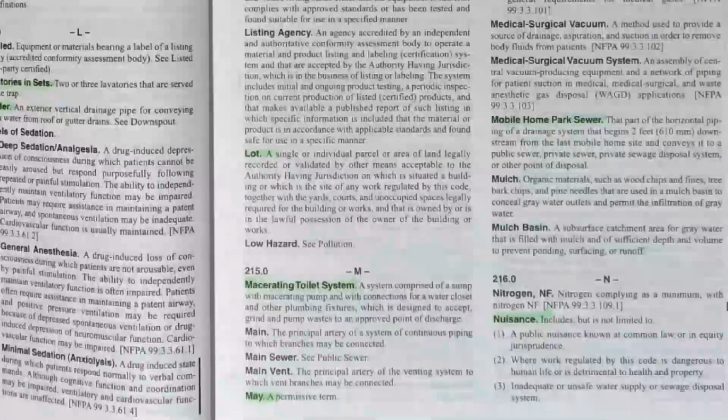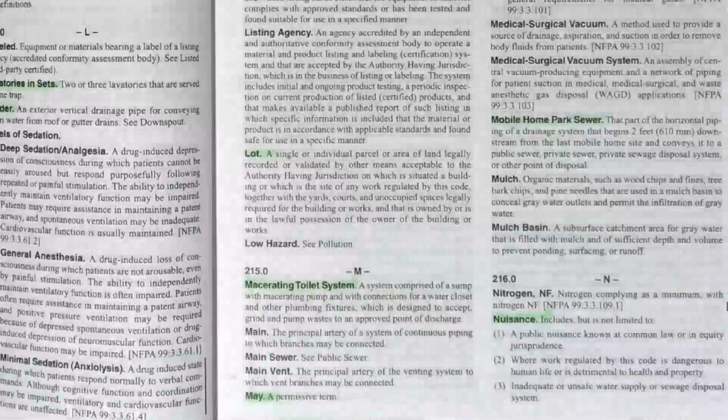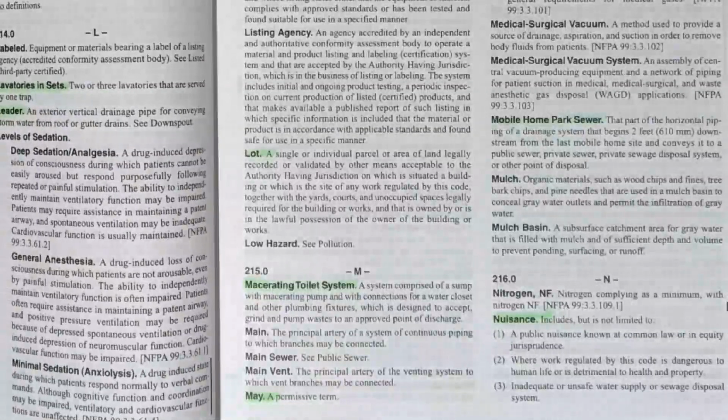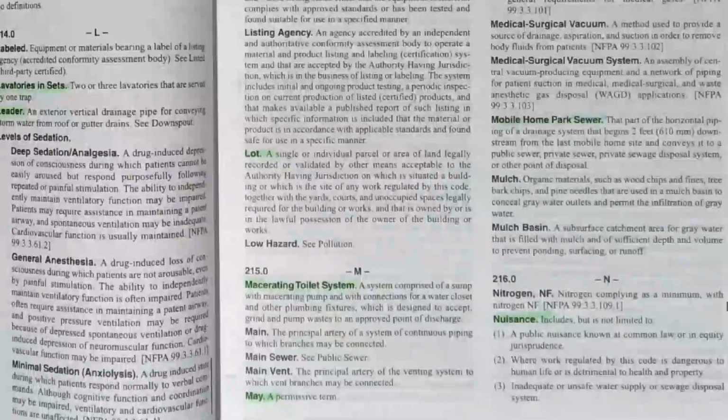That is a system comprised of a sump with macerating pump and with connections for a water closet and other plumbing fixtures, which is designed to accept, grind, and pump wastes to an approved point of discharge. So they have these water closets or toilets that get hooked up to a macerating pump.